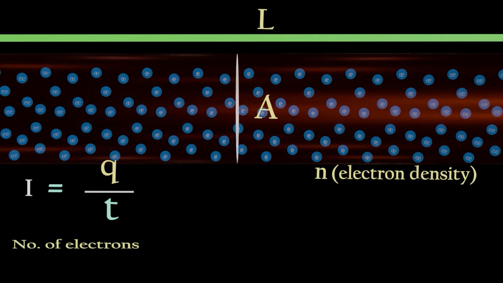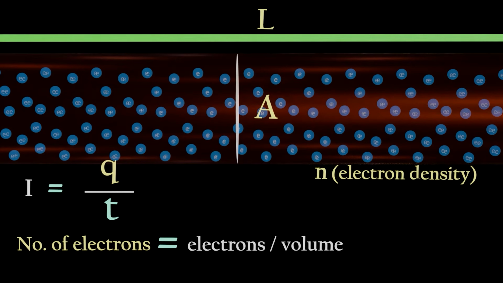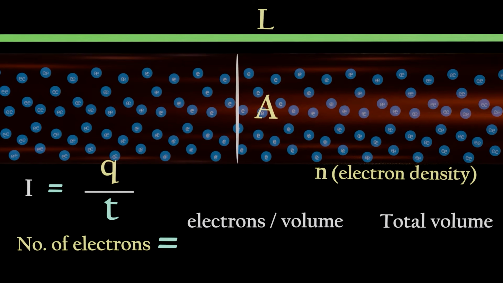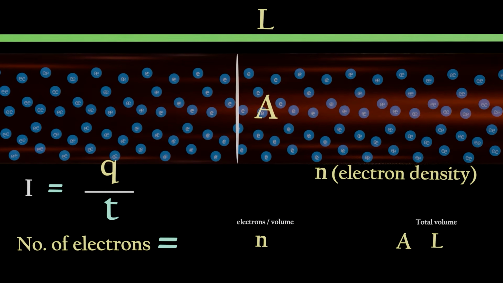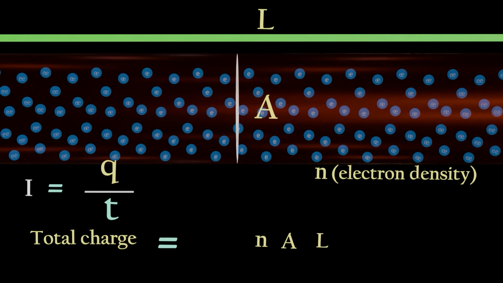First, find the number of electrons in the conductor, which is equal to electrons per unit volume multiplied by the total volume of the conductor. So we can write number of electrons equals small n multiplied by A times L, that is the total volume of the conductor. Now to find total charge, simply multiply the number of electrons by the charge on one electron, that is minus e multiplied by nAL. Now this is the total charge available in the conductor.